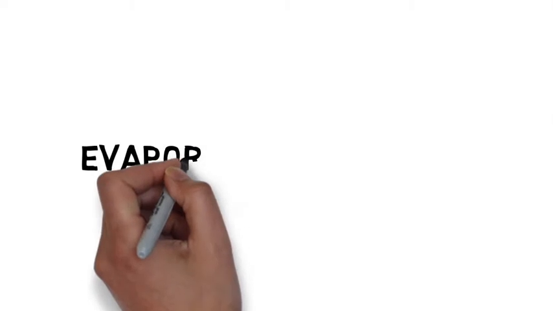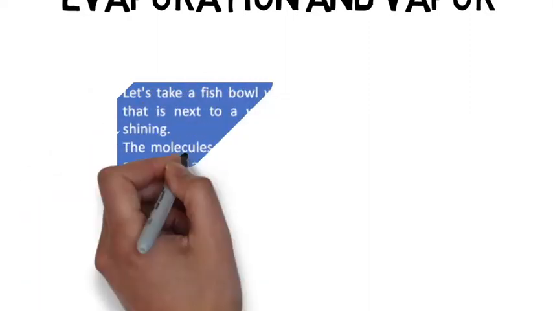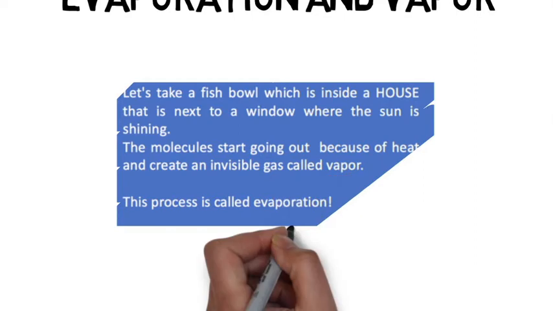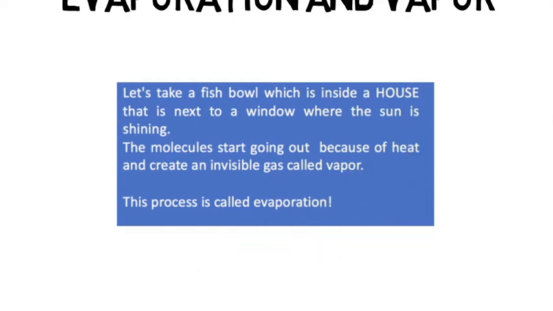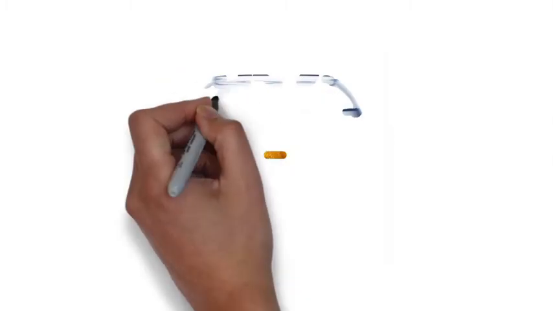So then comes evaporation and vapor. Let's take a fishbowl for an example that is right next to the window, and the sun is shining right at it. Well, did you know that the molecules will start coming out and make an invisible gas called vapor? This process is called evaporation. Here's an image of my fishbowl.